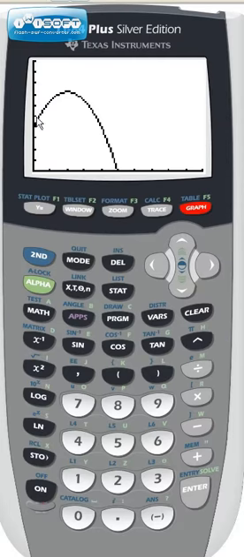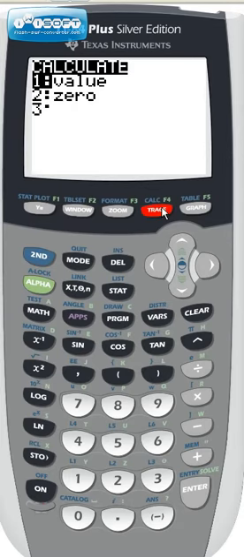Notice this is not the path of the ball. This is simply at 1 second, what's the height? At 2 seconds, what's the height? And so on. Now, I want to calculate the vertex right here.